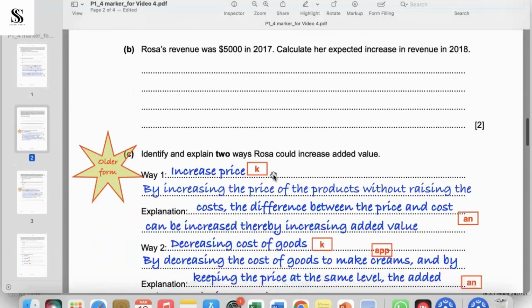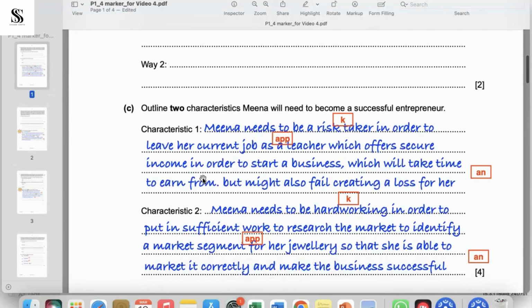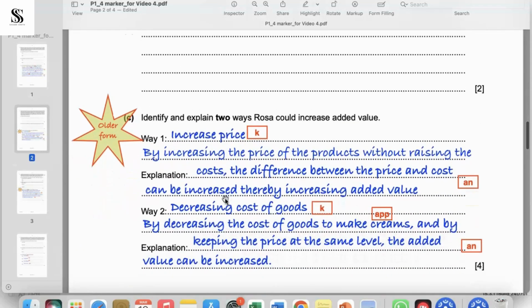Now the 4 marker here is: identify and explain 2 ways Rosa could increase added value. If you look at the format of this answer field, it's a slightly older version. What you would normally see is what we saw in the first one, where you would have the concept and then 4 lines given to you. In this one, I have taken the liberty of using all of these fields. So let's look at 2 ways in which added value could be increased. One is to increase price.